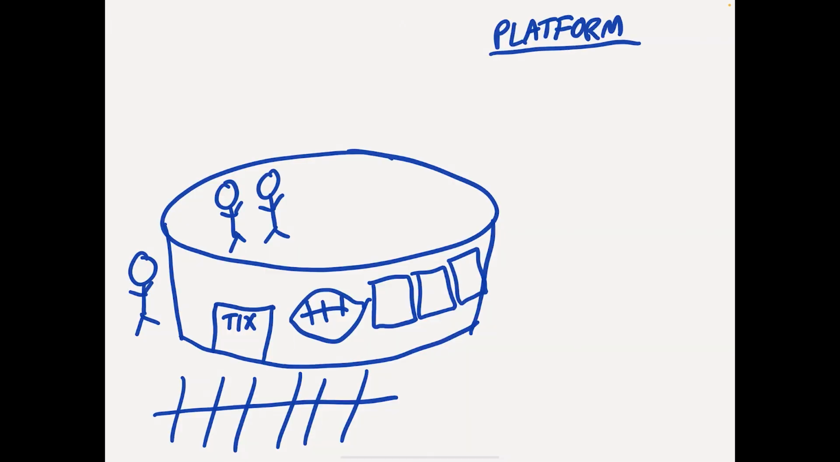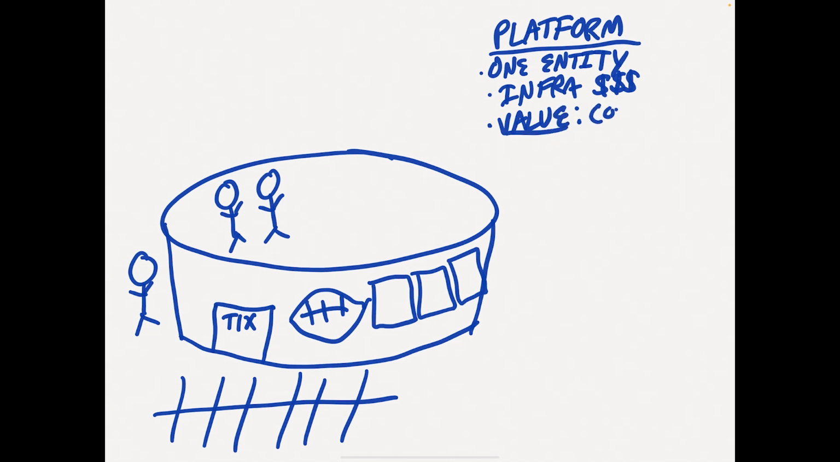So platforms are usually owned by one entity. They provide the infrastructure for transactions, and the value of a platform comes from the core business itself, plus the potential to facilitate first or third party transactions. All right, so in the stadium example, it's the stadium itself, the ability for fans to buy tickets and attend the game, and the possibility for third-party vendors to build upon the platform.